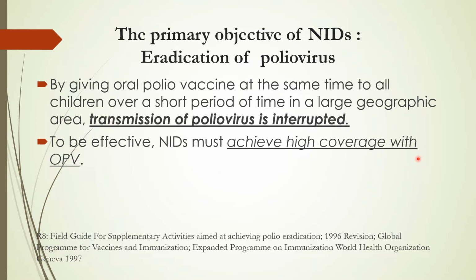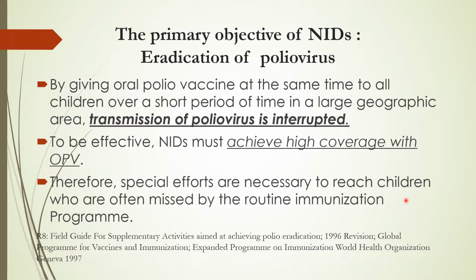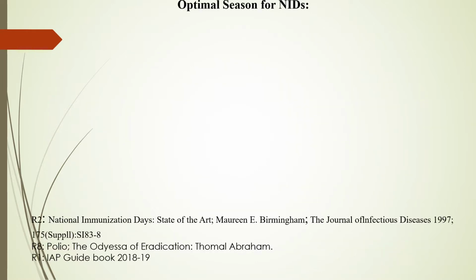If you are going to achieve 95% coverage every year twice, why don't you do the routine immunization in a better way? Therefore, special efforts are necessary to reach children often missed by routine immunization program. Why do you want to go after this? Why don't you do that when you do the routine immunization? Why can't you reach these children only during pulse immunization? These are fundamental questions which are often raised.